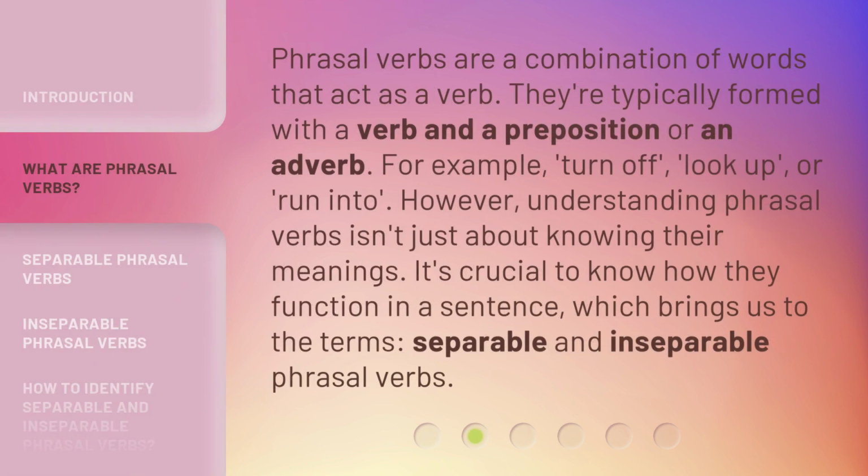Phrasal verbs are a combination of words that act as a verb. They're typically formed with a verb and a preposition or an adverb. For example, turn off, look up, or run into. However, understanding phrasal verbs isn't just about knowing their meanings. It's crucial to know how they function in a sentence, which brings us to the terms separable and inseparable phrasal verbs.